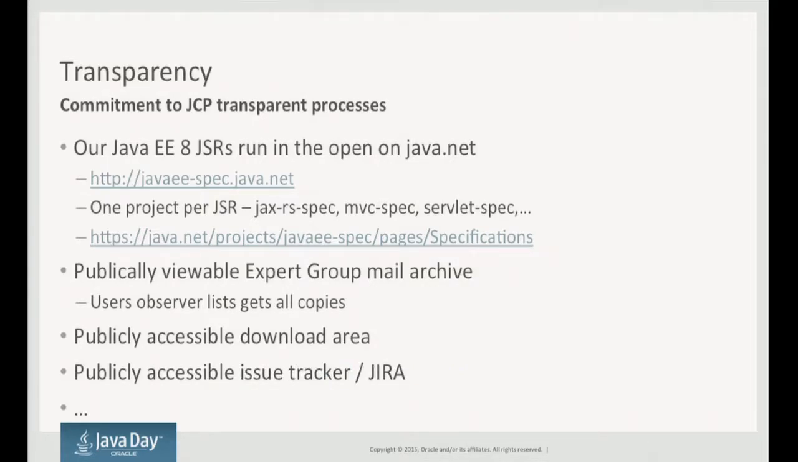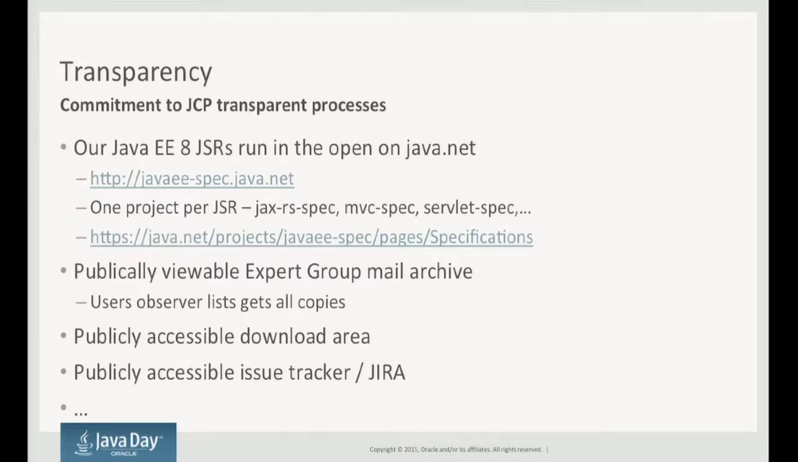So I want to stress our commitment to a transparent process. All of our Java EE 8 JSRs are run in the open, all of the Oracle ones on java.net. And the first URL here is that for the platform expert group. The second URL gives you a table that has links to all of the others. So if you want to find the project for a particular expert group, you can do so from this one source. So each JSR, each expert group has its own project. We tried to get the names to line up, but that isn't always the case.